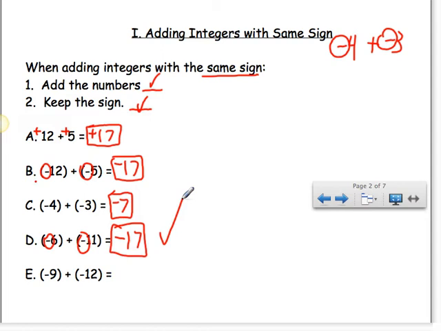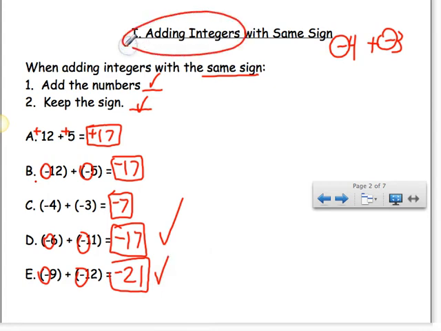E, you had -9 plus -12. Since they have the same sign, you just add the numbers. 9 plus 12 is 21. Since they're both negative, your sum should have been -21. Give yourself a check if you had that. So that's our first skill, adding integers when they have the same sign.